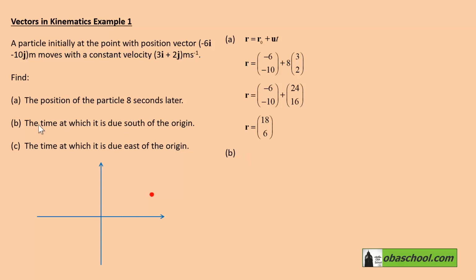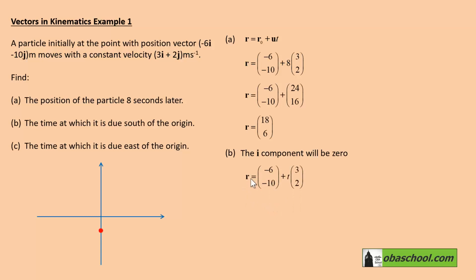Now in part B, we want the time at which it is due south of the origin. Remember, the origin is here. So, in other words, when it's reached this point here. The i component will be 0. Remember, the i component is right or left, and this is directly below the origin.